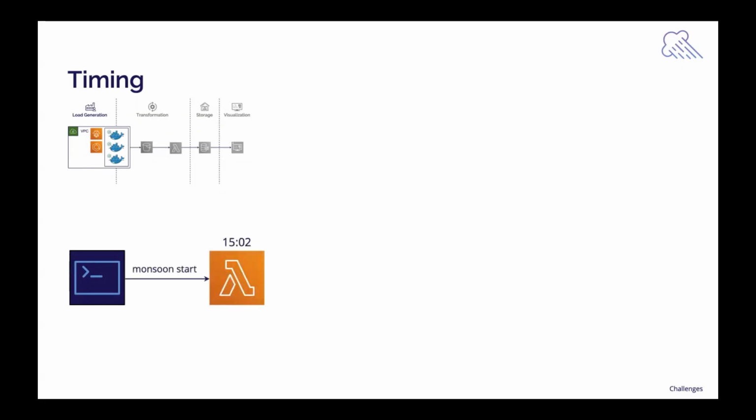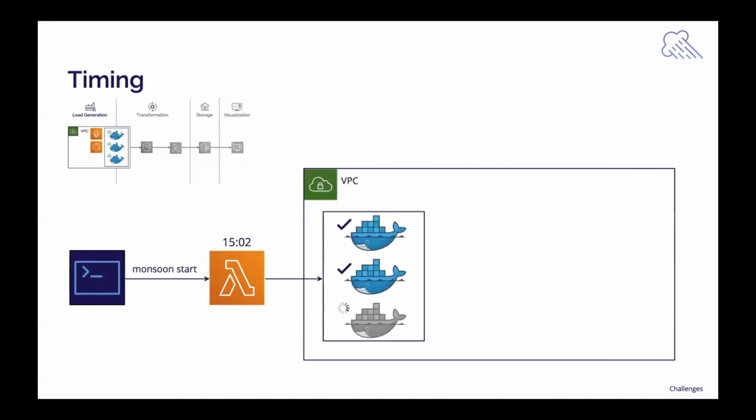Our other implementation challenge is related to timing. This was by far the larger and more complex issue. When a developer using Monsoon issues the Monsoon start command to kick off a load test, the CLI code sends an event to a starting lambda, which in turn spins up the appropriate number of containers. But it can take anywhere from 15 to 60 seconds for a container on Fargate to be ready to run.